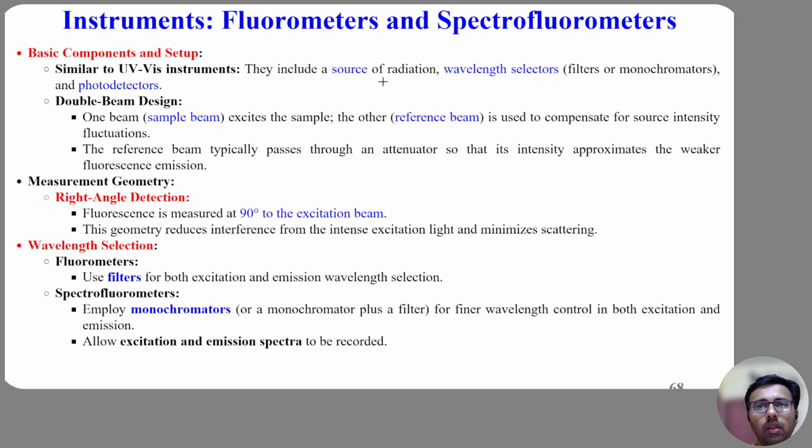Instrument types differ by wavelength selection. Basic fluorometers use optical filters, cheaper but less precise. Advanced spectrofluorometers use grating monochromators in both excitation and emission paths. These dual monochromator systems enable continuous excitation spectra, continuous emission spectra, and a complete view of the material's energy structure.